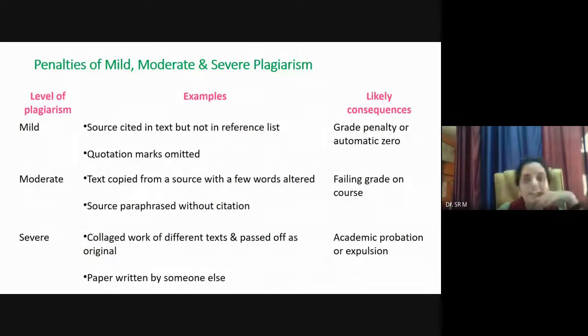Similarly, severe academic dishonesty could be fabricating experimental results or data so that I can prove my hypothesis is proper, maybe in a lab environment. Or I am buying a pre-written article. Students take tests for their friends or somebody else, which is impersonation, as I told you. Or I have done some collage work of different texts and passed it off as my original paper. Or the whole paper was written by somebody else and I bought it. All these acts would result in academic probation or expulsion, because these are severe acts of dishonesty.